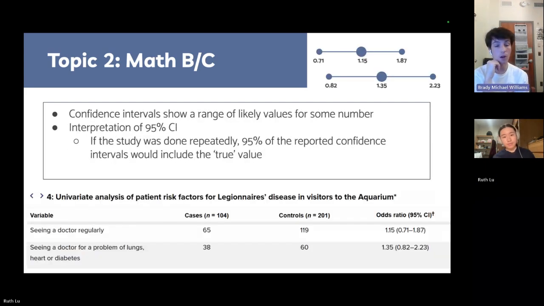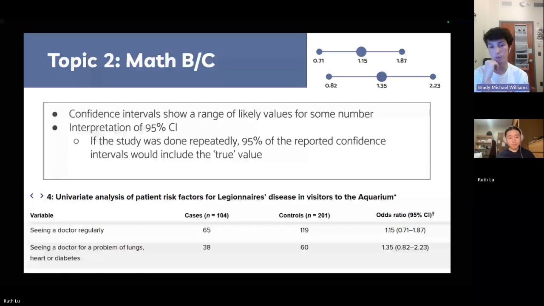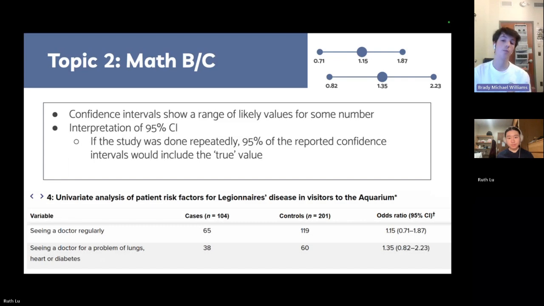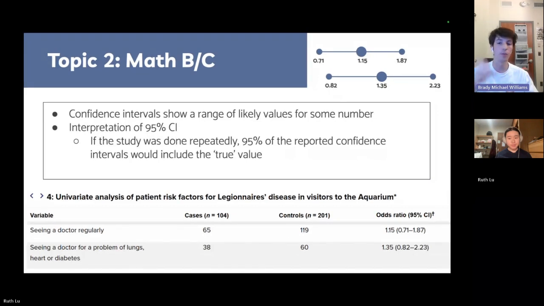One thing that you'll see on studies a lot is a confidence interval, and that shows a likely range of values for some number. So you can see at the bottom, I have an example of some data from a paper, and at the right there, it says the odds ratio is 1.15 with a confidence interval from 0.71 to 1.87. So you can see kind of a representation of that at the top right, where we have these 2 different values. One of them is lower, but has a smaller confidence interval. One of them is higher and has a higher confidence interval.